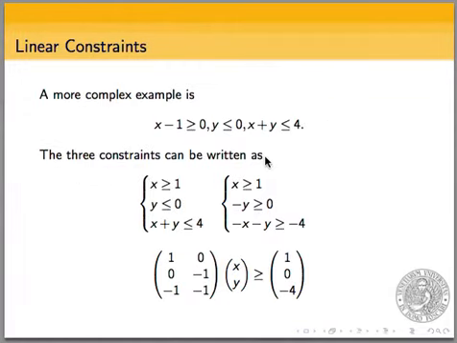Of course, there are more complex examples, and I would like to point out how to solve situations in which you have to work a bit in order to write the constraints in the proper form. For example, assume that you have x minus 1 bigger or equal than 0, y smaller or equal than 0, and x plus y smaller or equal than 4.